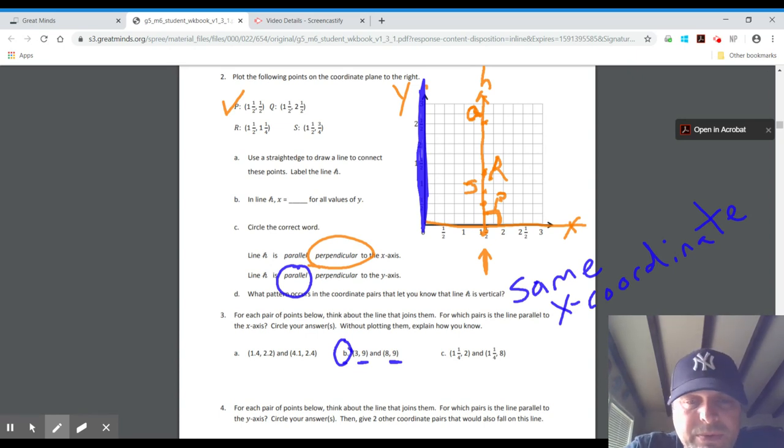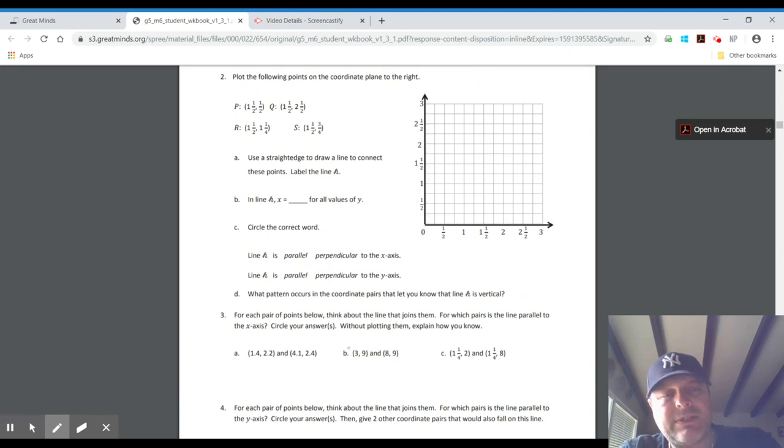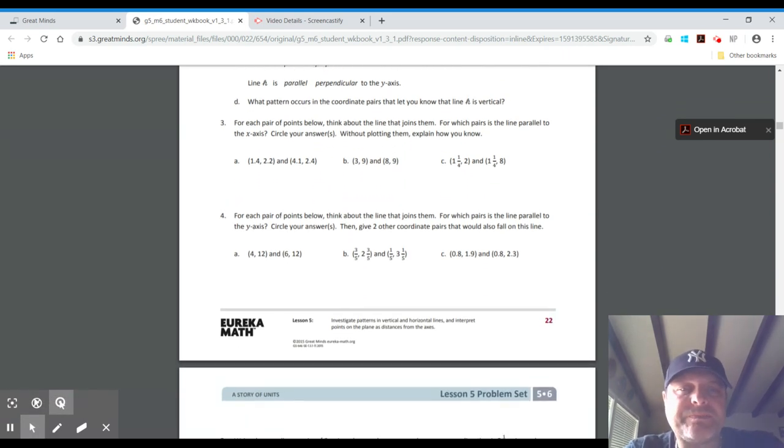Well, number 4. I'm going to go ahead and erase everything and move everything down. Is that okay? Well, it's going to have to be. All right, so here we go. For each pair of points below, think about the line that joins them. For which pairs is the line parallel to the y-axis? Circle your answers. Then give 2 other coordinate pairs that would also fall on this line.